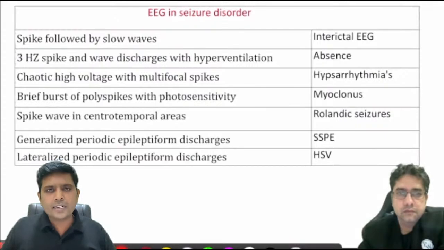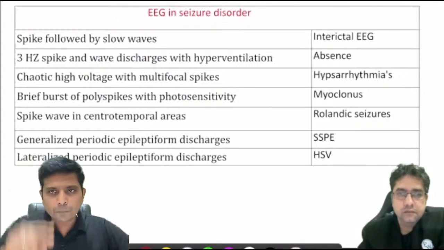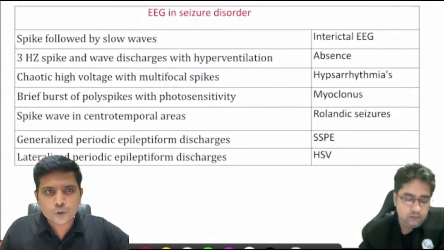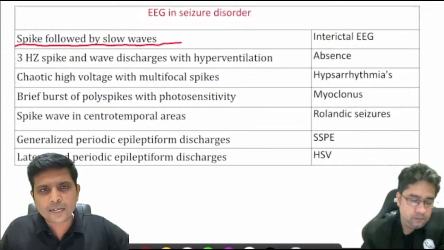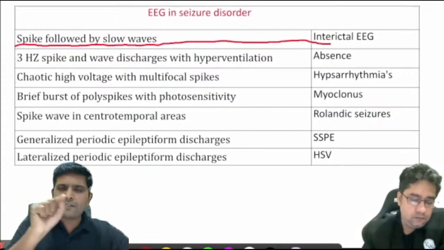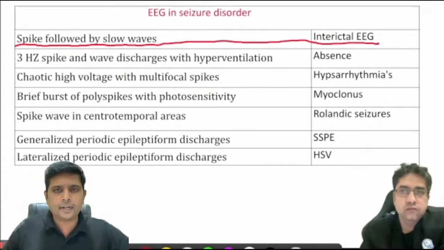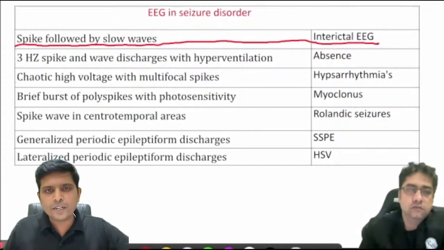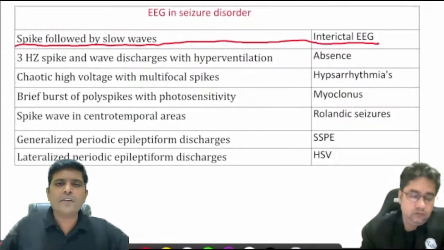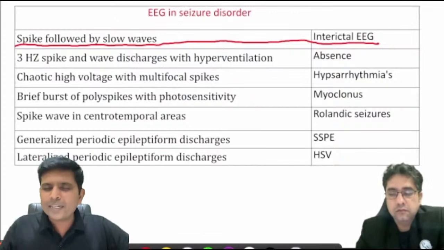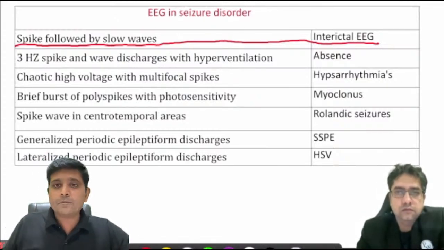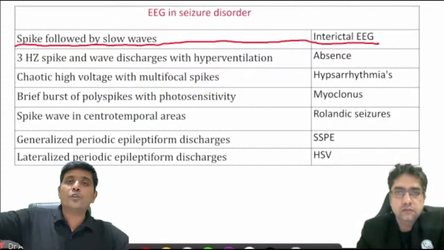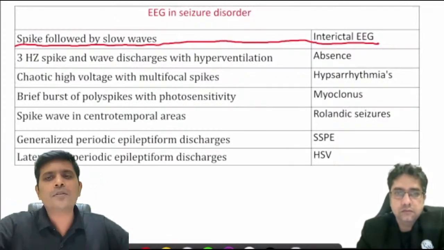These are all the certain EEG patterns. When you have a spike pattern followed by slow waves, it is typical of an interictal EEG. So normally you will have a smooth wavy pattern. So you are sitting on a beach, a series of waves are coming to you. So it is called what? Slow waves. But at times, suddenly one high wave, a tsunami-like wave, comes near you.